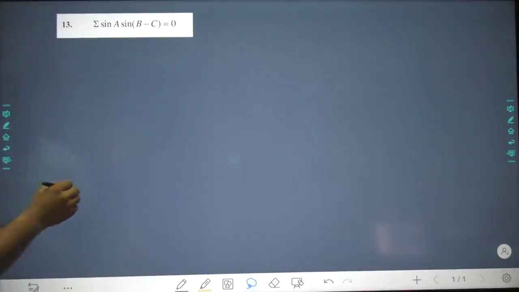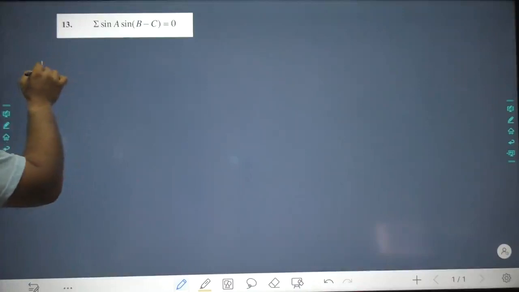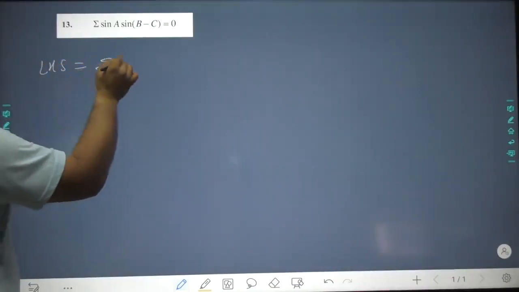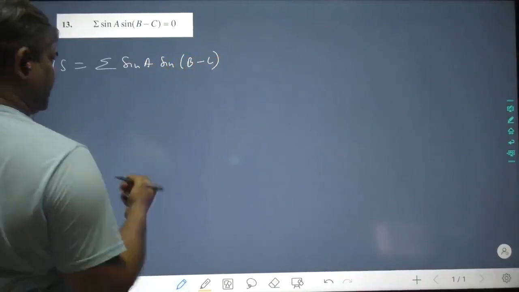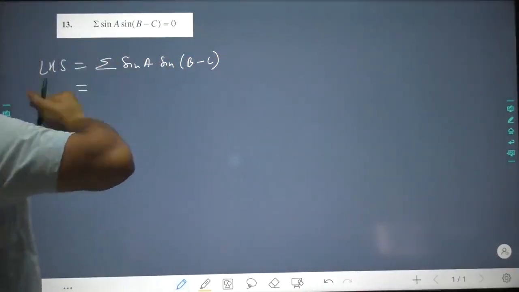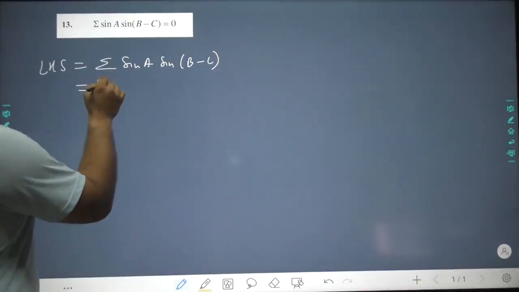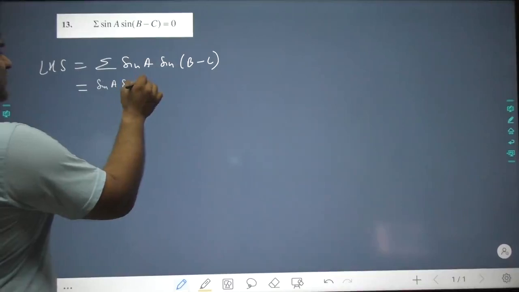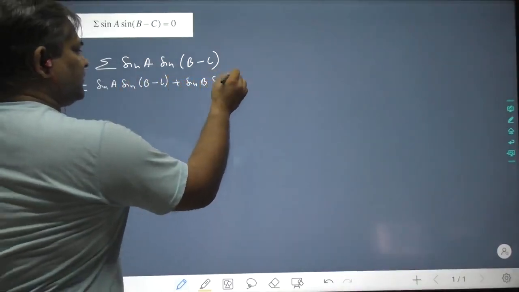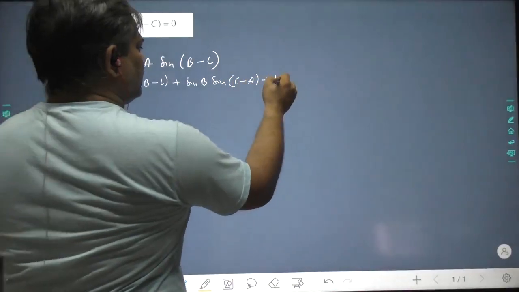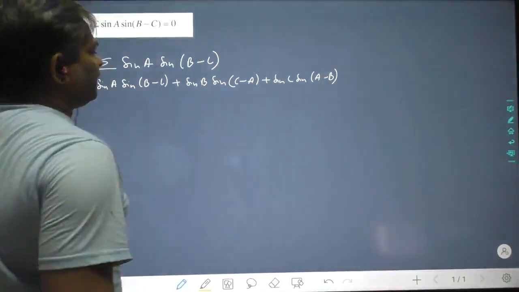Let me first explain what the left hand side means. The left hand side is given to us as summation of sine A sine of B minus C. This summation means that you have to use it in cyclic order, which means sine A sine B minus C plus sine B sine C minus A plus sine C sine A minus B. This is what it means.